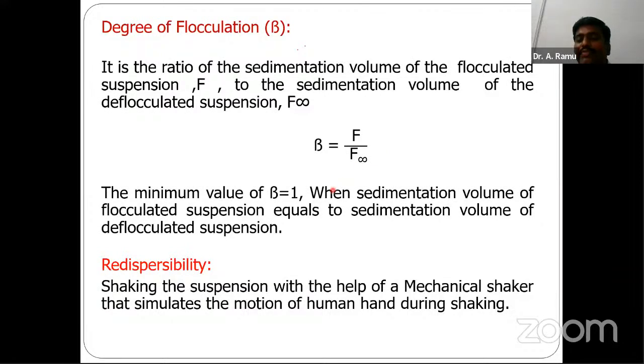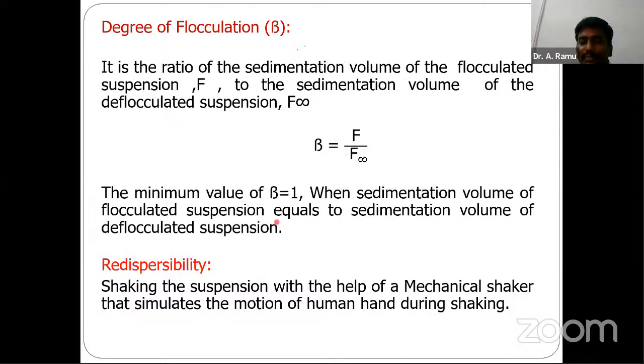The minimum value of this beta will be equal to 1 whenever the sedimentation volume in both suspensions is equal. Whenever the sedimentation volume in both suspensions is equal, we can say that sedimentation is not there, because both suspensions do not possess any sedimentation.